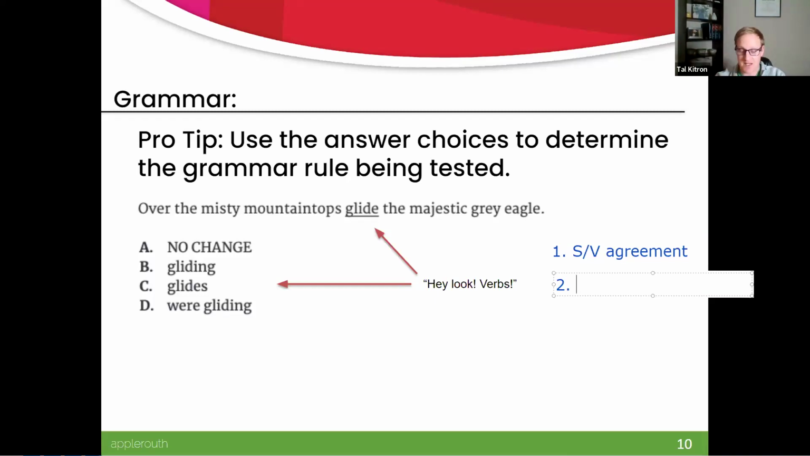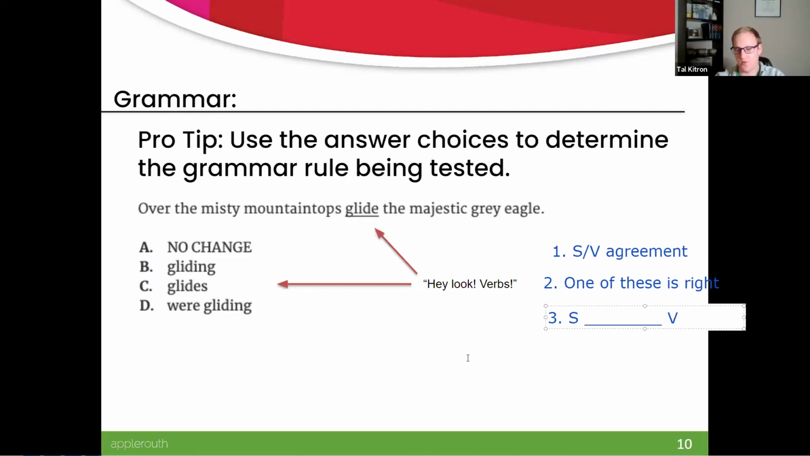The second thing it tells us is one of those answers is probably right. Almost always, we're going to see that the glide or glides is correct. And then usually they're trying to trick us by putting the subject way before the verb. In this case, the only thing that's slightly different is the third rule I put there. I think here the verb's actually before the subject.